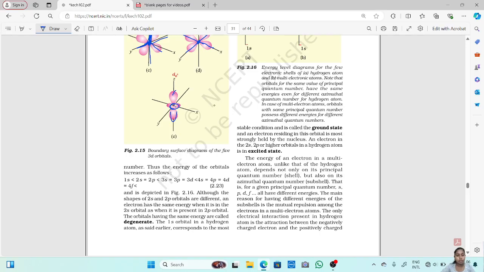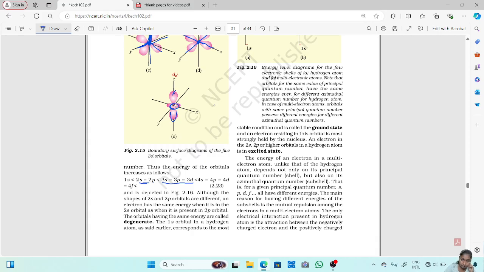The energy of the orbitals increases as follows. 1s is smaller than 2s. 2s equals 2p, their energy level is equal. Then 2p is smaller than 3s. 3s, 3p, 3d are equal. Then 4s is greater than 3d, and so on and so forth.